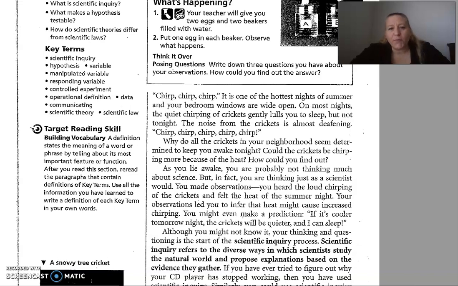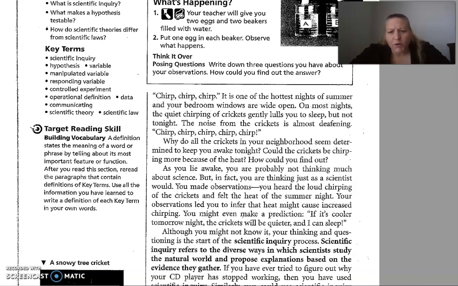Chirp, chirp, chirp. It is one of the hottest nights of summer, and your bedroom windows are wide open. On most nights, the quiet chirping of crickets gently lulls you to sleep, but not tonight. The noise from the crickets is almost deafening. Chirp, chirp, chirp. Why do all the crickets in your neighborhood seem determined to keep you awake tonight? Could the crickets be chirping more because of the heat? How could you find out?